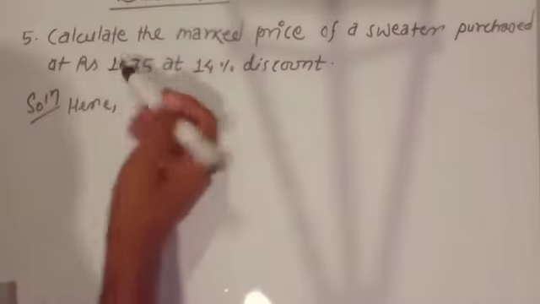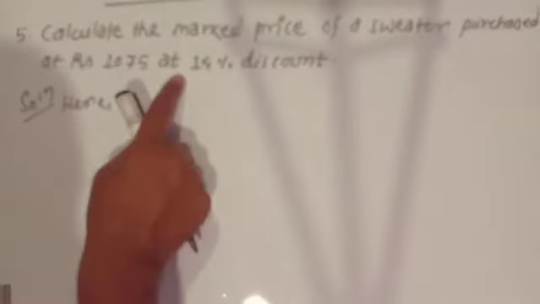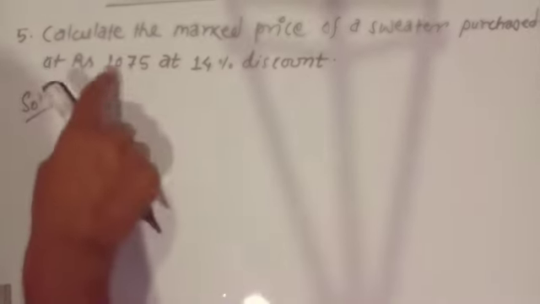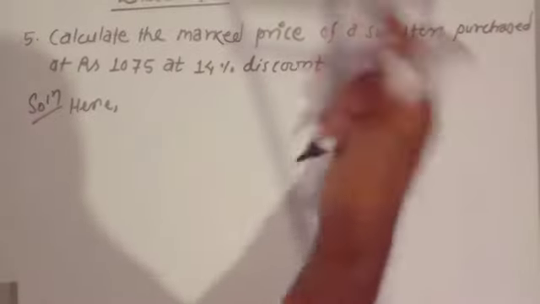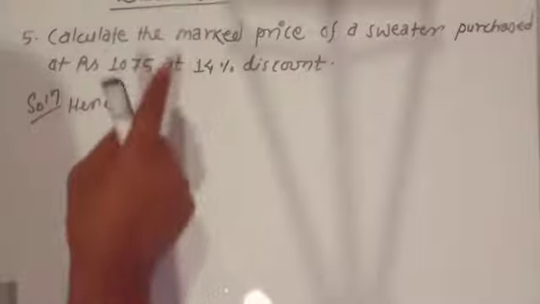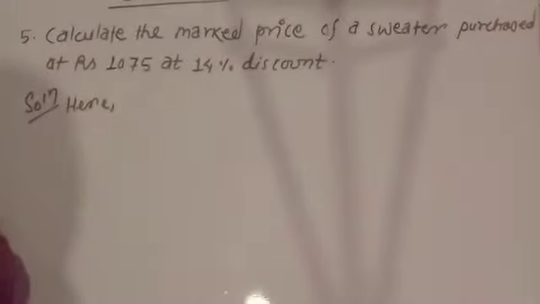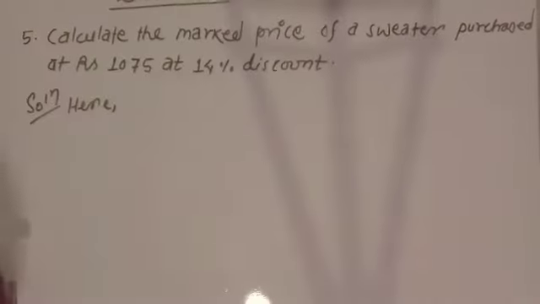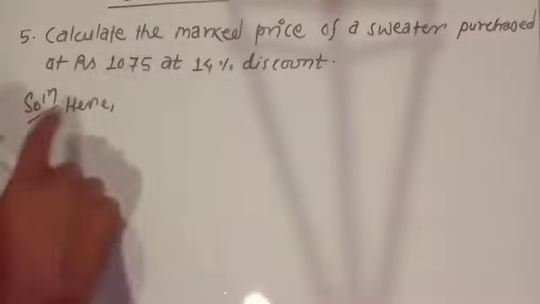Next question. Calculate the market price of a sweater purchased at Rs 1075 at a 14% discount. This is the price after discount, the price after a 14% discount from the market price. Sweater purchased means this is CP for the customer and SP for the shopkeeper. The discount is given by the shopkeeper, so this is the price after discount, but CP for the customer. In this question, discount percent is given, MP is not given, so let MP be X.